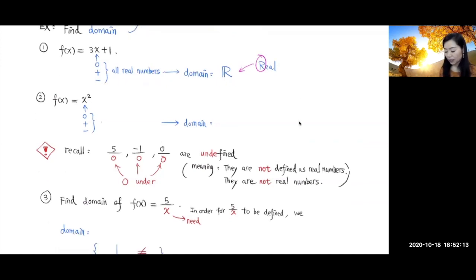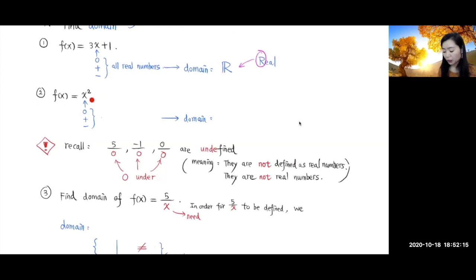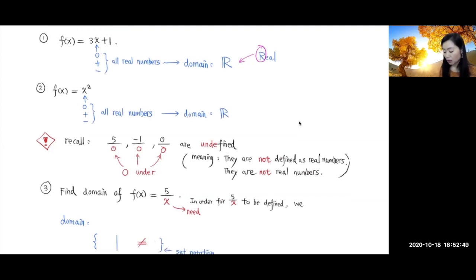Okay. Now what about this second function, f of x equal to x squared? We can substitute 0 into x, any positive number into x, any negative number into x. Looks like we can input any real number into this function. So the domain for this function will be all real numbers. So again, we put the R with double bar here. That stands for all real numbers.